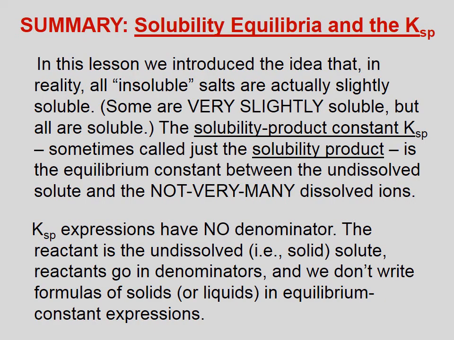Let's summarize solubility equilibria and the Ksp. In this lesson, we introduced the idea that, in reality, all insoluble salts are actually slightly soluble. Some are very slightly soluble, but all are soluble. The solubility product constant, Ksp, sometimes just called the solubility product, is the equilibrium constant between the undissolved solute and the not very many dissolved ions. Ksp expressions have no denominator. The reactant is the undissolved, i.e. solid, solute. Reactants go in denominators, and we don't write formulas of solids or liquids in equilibrium constant expressions.